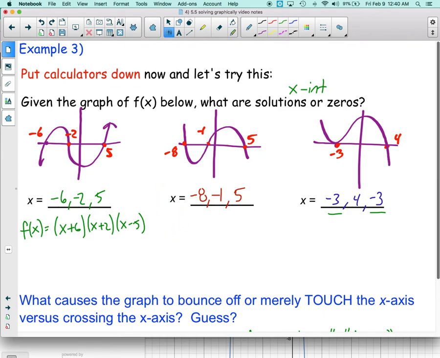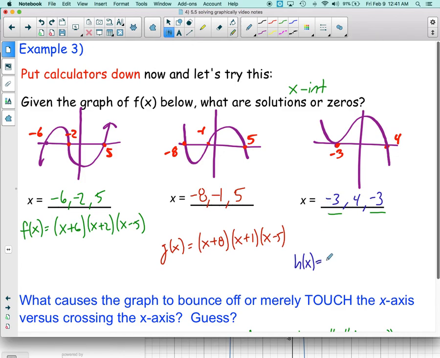Well, what about this function? What would its factored form look like? So g of x, I'll call it. Negative 8 would come from x plus 8. Negative 1 would come from x plus 1. And positive 5 would come from x minus 5. And the last one here, I'll call it h of x.